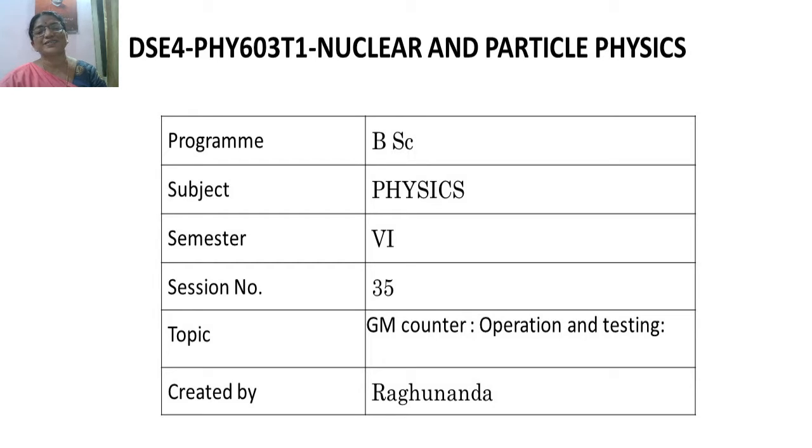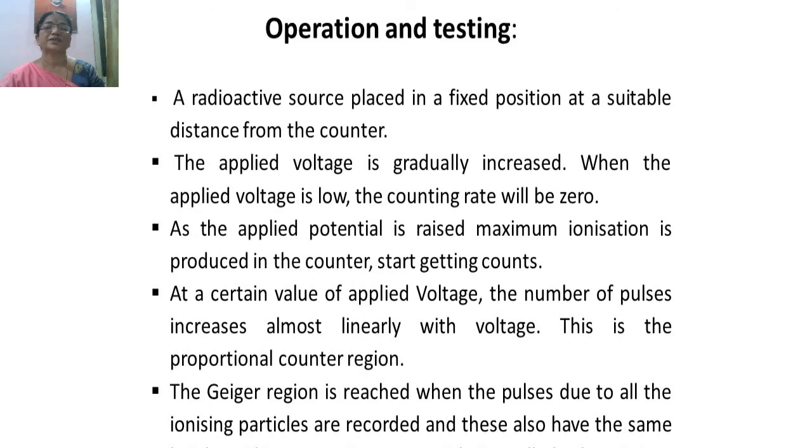Hello students, in this session let us discuss the operation and testing of a GM counter. A radioactive source is placed in a fixed position at a suitable distance from the counter. The applied voltage is gradually increased. When the applied voltage is low, the counting rate will be 0.